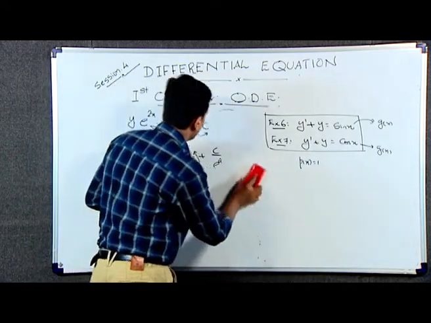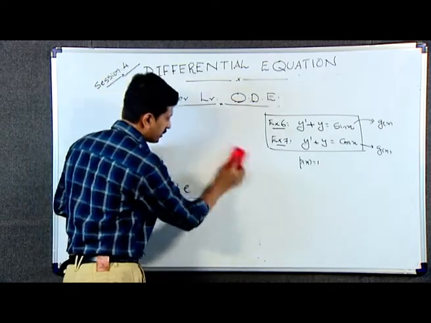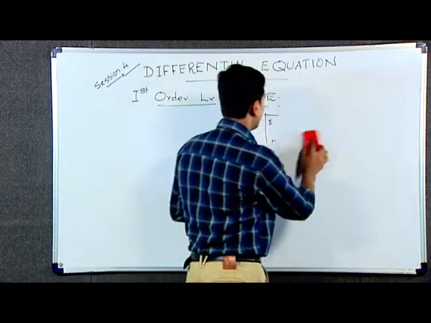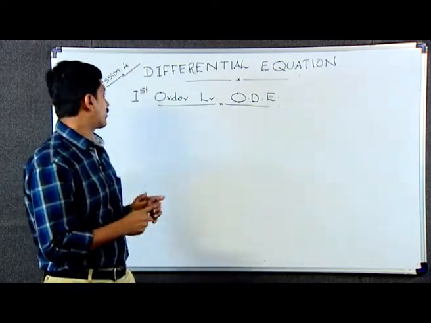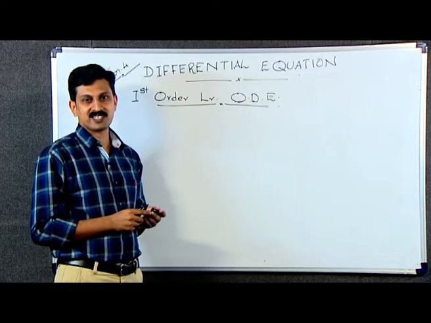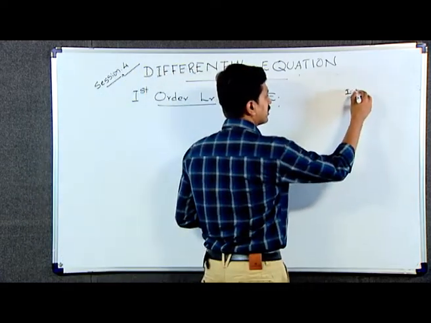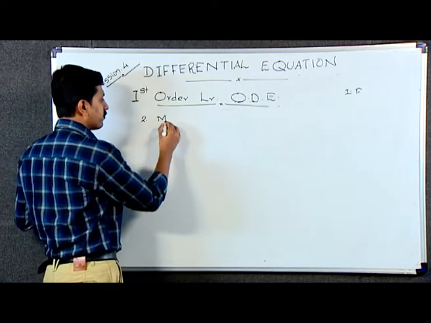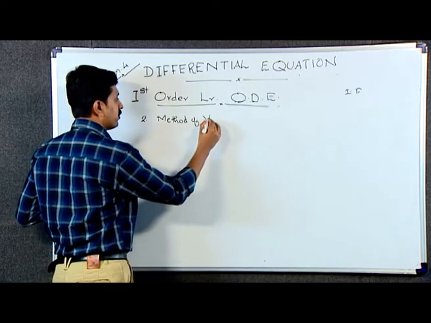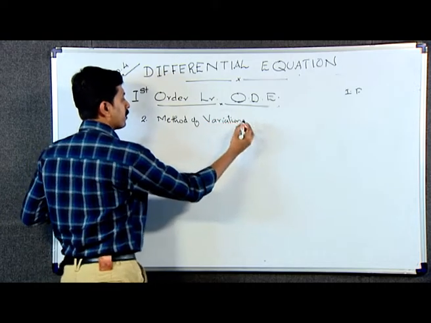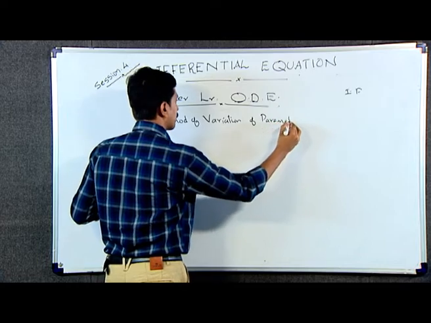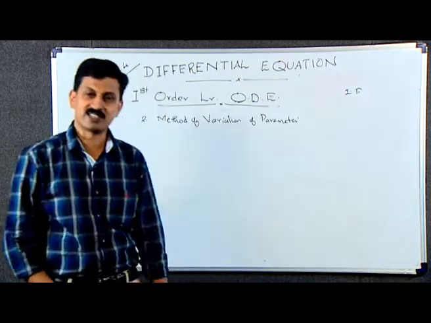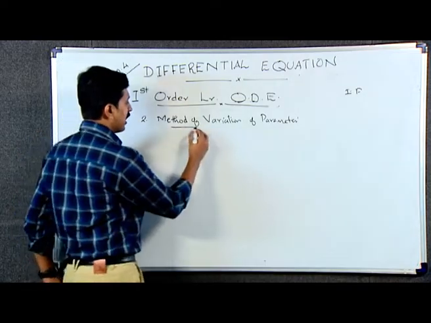I would like to move to the next part of finding the solution of the first order linear differential equation. There are 2 methods to find the solution of the first order linear ordinary differential equation. The first one, which we completed, is by integrating factor. The second one is the method of variation of parameter. It is a very simple part of the linear differential equation.